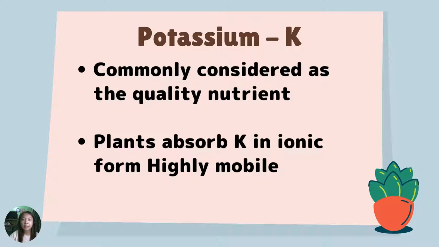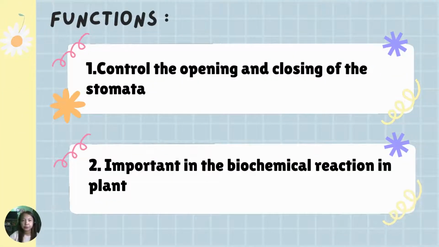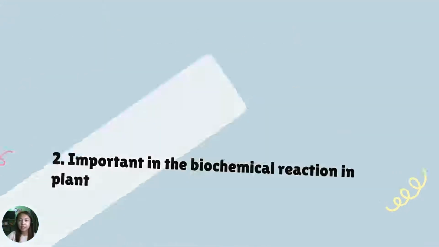So the next element is potassium, commonly considered as the quality nutrient. Plants absorb potassium in ionic form and it is highly mobile. When we say highly mobile, the molecules of potassium are freely moving in the plant. The function of this one is to control the opening and closing of the stomata, and it is also important in the biochemical reactions in plants.